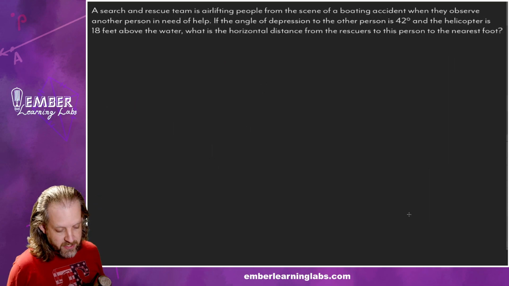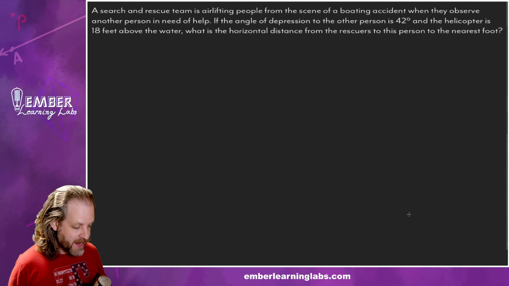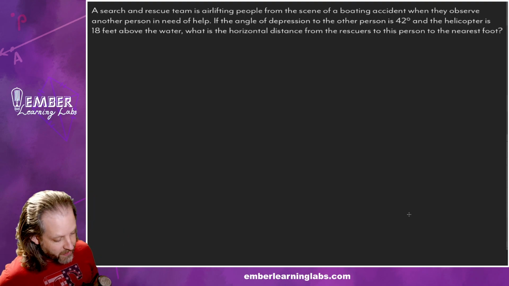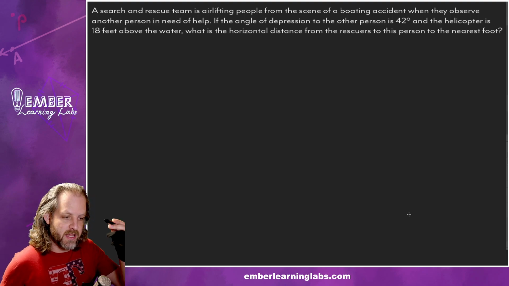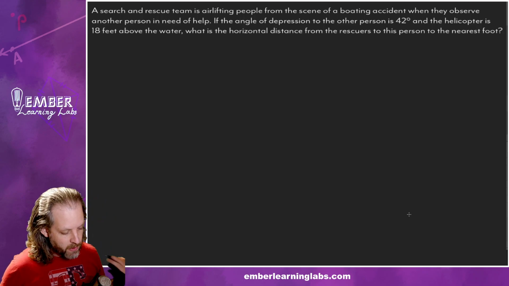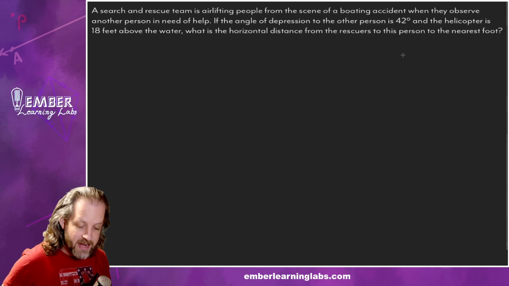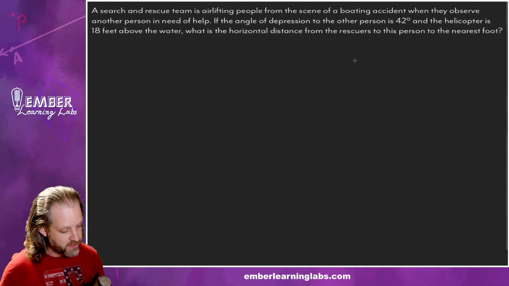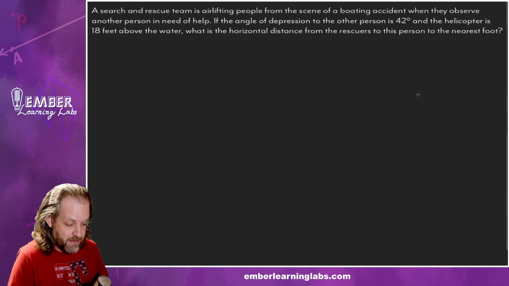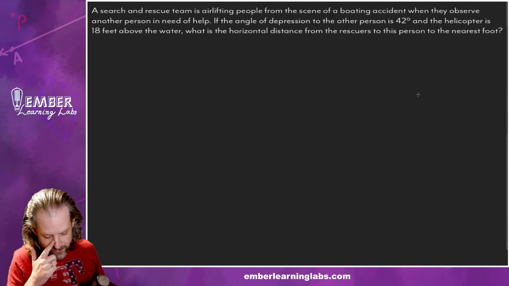All right, a search and rescue team is airlifting people from the scene of a boating accident when they observe another person in need of help. Oh no. If the angle of depression, so looking down instead of angle of elevation, looking up, to the other person is 42 degrees and the helicopter is 18 feet above the water, what is the horizontal distance from the rescuer to the person to the nearest foot? So this is actually really similar in a lot of ways, except the triangle's upside down. So let's draw us a picture.